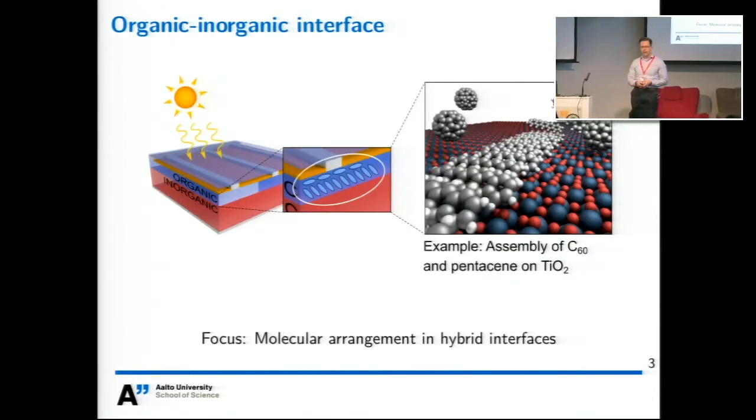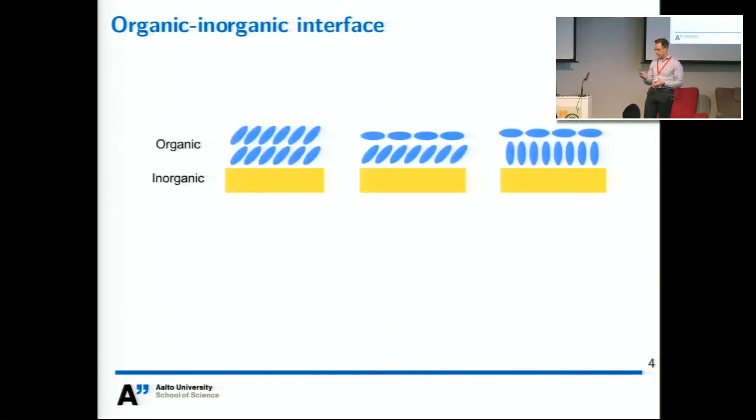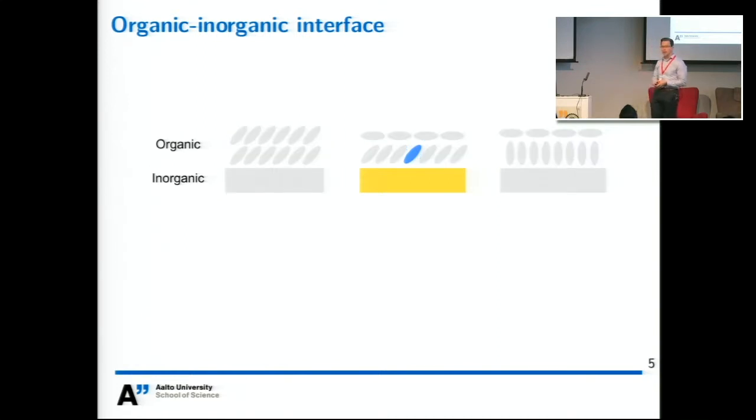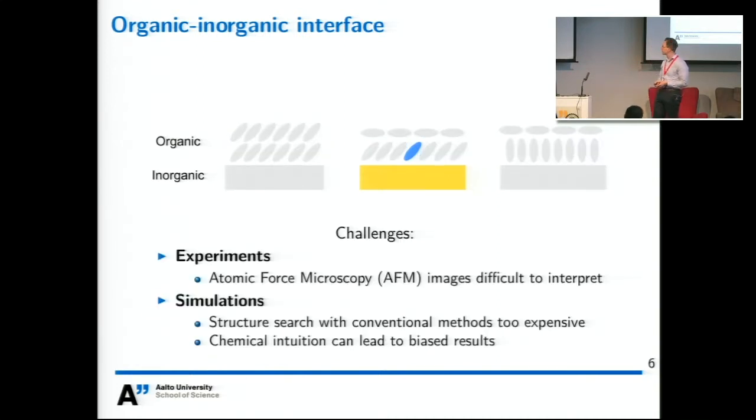For example, in a hybrid solar cell, to optimize the optical absorption spectrum of the photovoltaic material, we have to know the molecular arrangement in the interface. And this is a complicated task. We can approach it by first looking at the adsorption of a single molecule on a substrate. But even this can be challenging with our current methods.